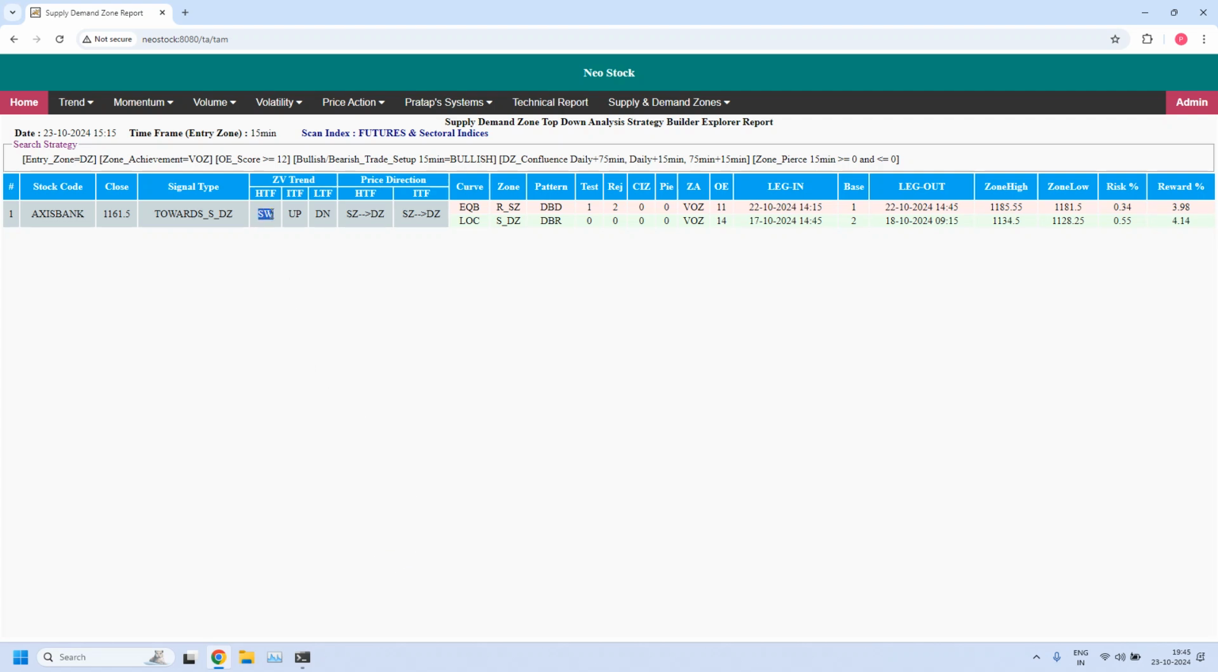But HTF trend is sideways, so no need to look for EMA confluence, because EMA confluence does not give any advantage in a sideways market. Okay, this is about the bullish trade setup for daily income trade.